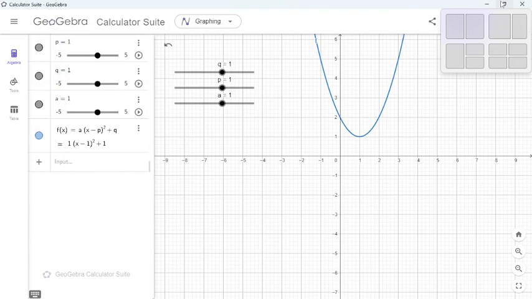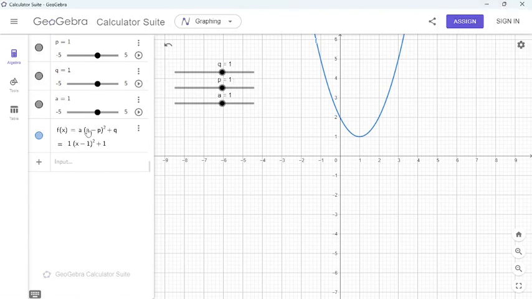Let's check on the parabola that is in the format of a(x minus p) all squared plus q. In this case, a is still the shape of the graph.